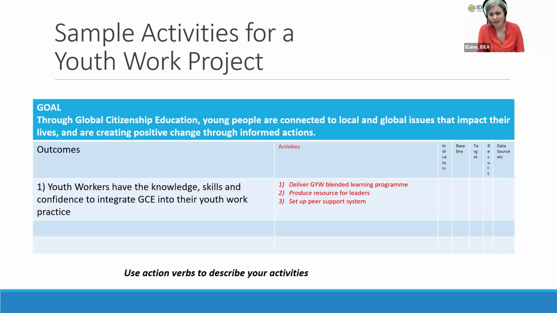And then the third activity we have is to set up a peer support system. So cultivating some sort of community of practice with other youth workers where they can share and exchange their experiences, maybe with some more experienced youth workers helping the people who are newer to global youth work, for instance. So 3 distinct activities: a learning program, a resource, and that kind of peer support or buddy system. And a really important mantra, I suppose, is to always use an action verb to describe your activities. So you can see the action words there, the verbs that we've used are deliver, produce, and set up.